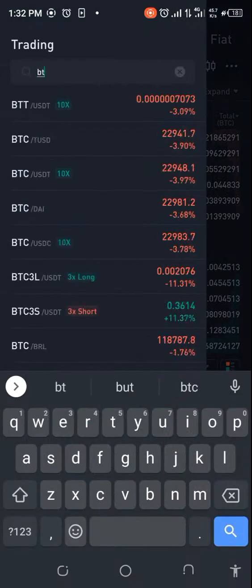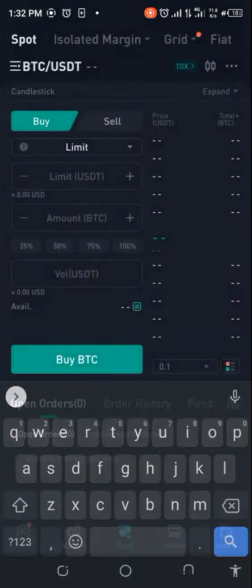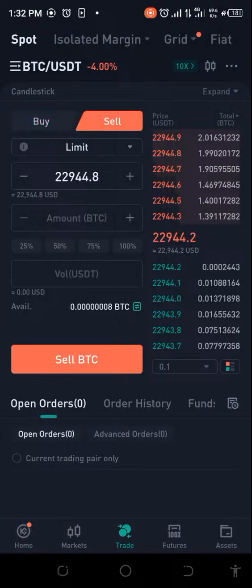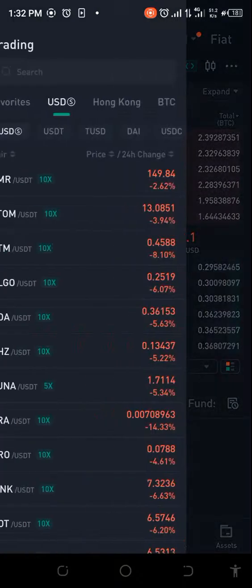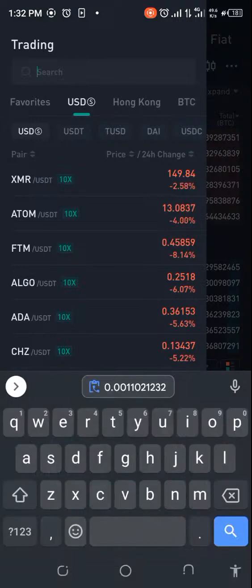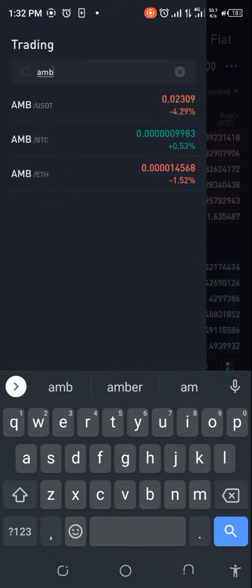Let's say BTC USDT. Okay, BTC USDT. So let's click on sell. We're going to put that here and see. It's not giving us what we want. It's coming out low. So let's go back and set this up as a limit order. And let's hope, by the grace of God, that it gives us something really good. That's AMB BTC.